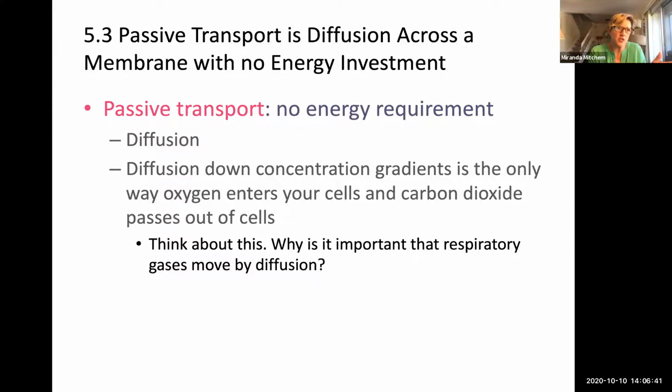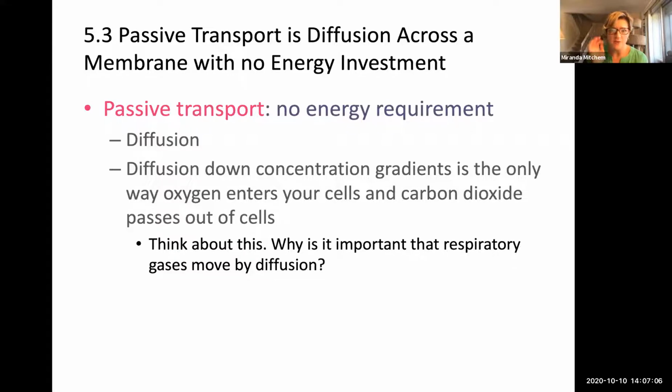Also, as you progress through your different biology classes, really when you get into physiology, you'll begin to understand how the whole body is set up. The cardiovascular system, the way that it's designed, the structure of it, is designed so that we have these gradients in place for the respiratory gases. So it works. It's not a problem.